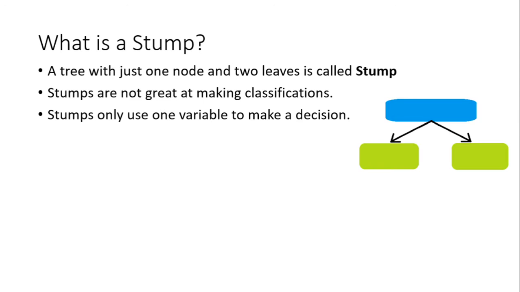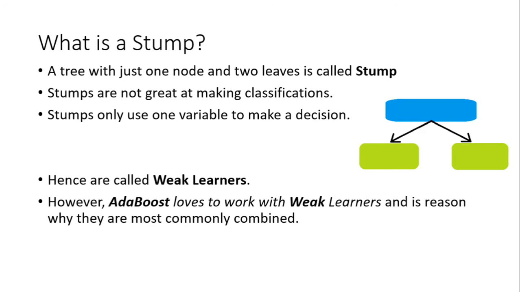That is how a stump works. Hence, they are called weak learners because they are not great at making classifications. However, the algorithm Adaboost loves to work with weak learners and is the reason why they are most commonly combined. That is, weak learners are combined in Adaboost.